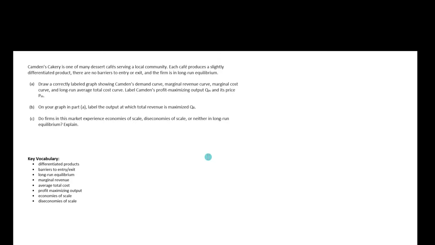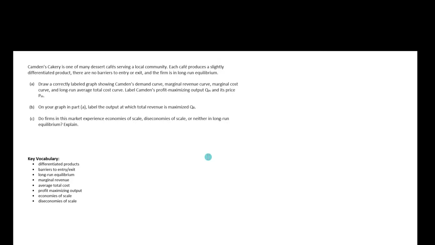So profit maximizing means where does this firm obtain the greatest possible profit, the biggest profit? And as soon as you see that, you probably know the answer. On your graph from this same part A, label the output at which total revenue is maximized, QR. So you're going to call it QR. Notice it asks here about total revenue, not total profit. Important detail, you've got to read these questions really carefully. I know a lot of students get this part wrong. They read it quickly and they answer incorrectly.